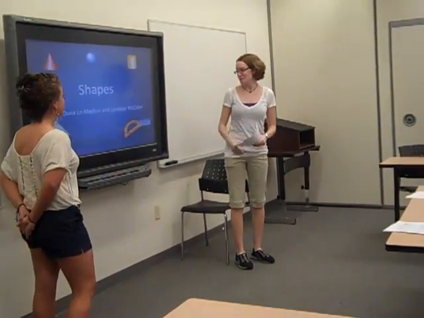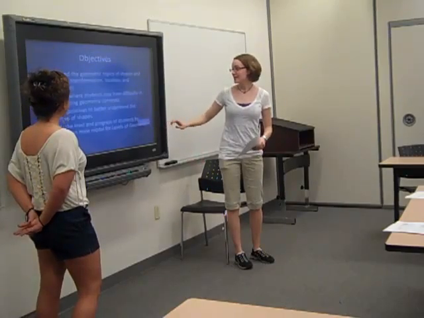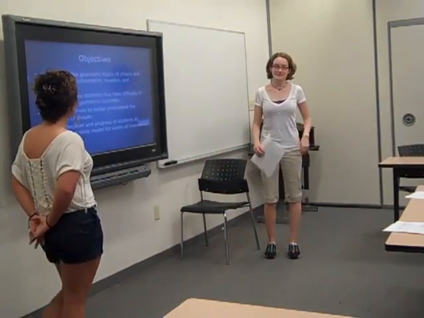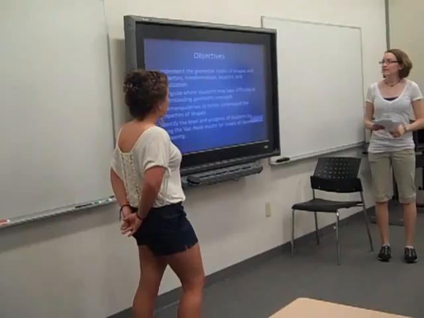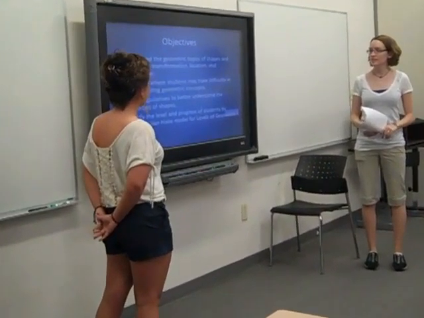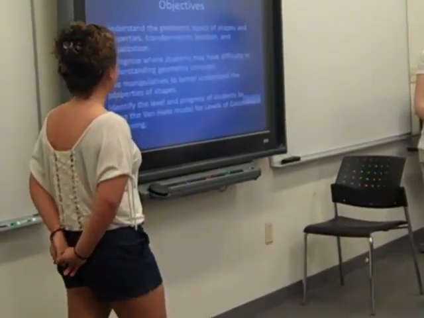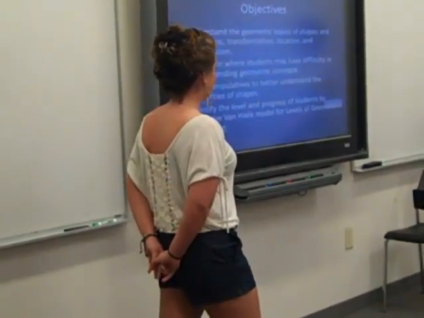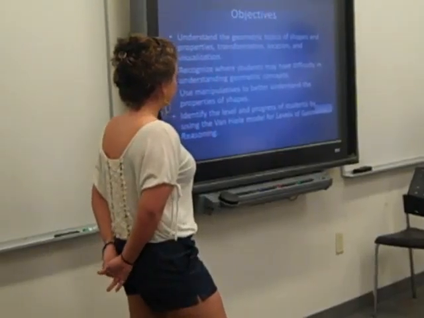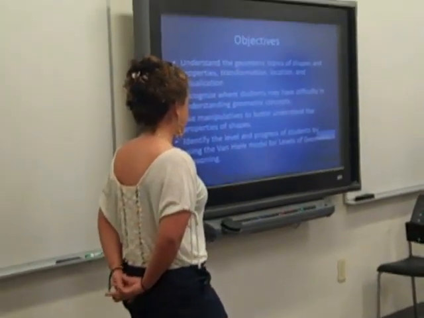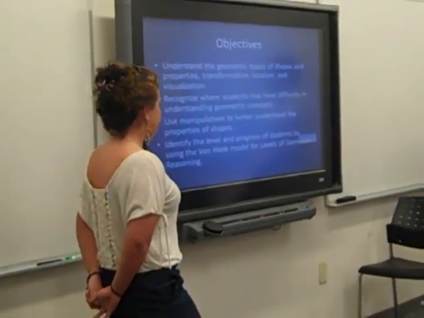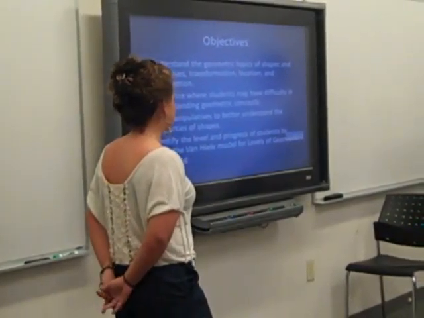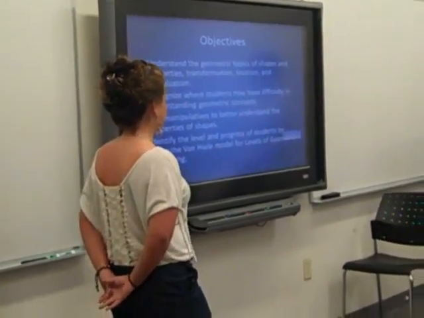Our unit is on shapes. And these are our objectives. Understand the geometric topics of shapes and properties, transformation, location, and visualization. Recognize where students may have difficulty understanding geometric concepts. Use manipulatives to better understand the properties of shapes. And identify the level of progress of students by using the Van Hiele model for levels of geometric reasoning.